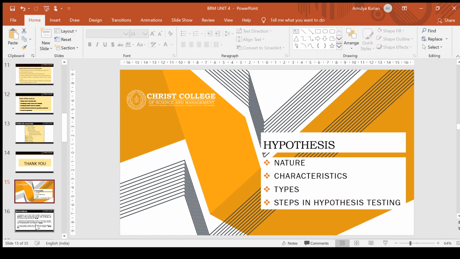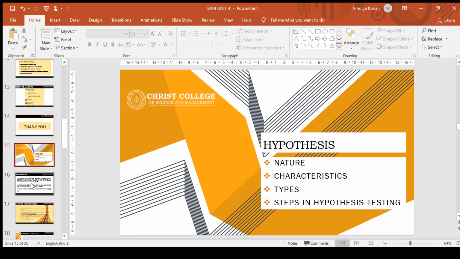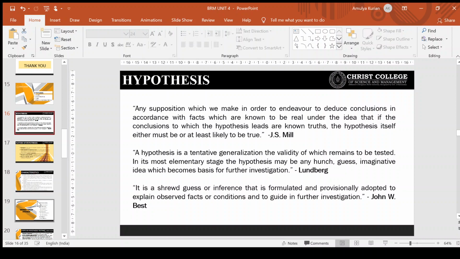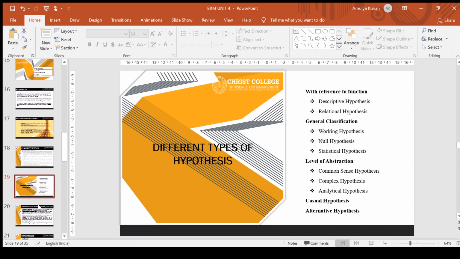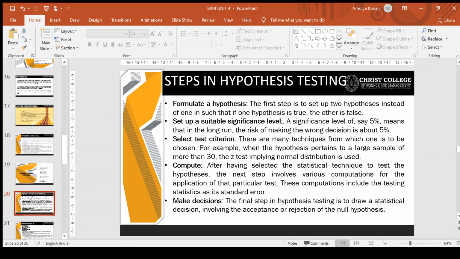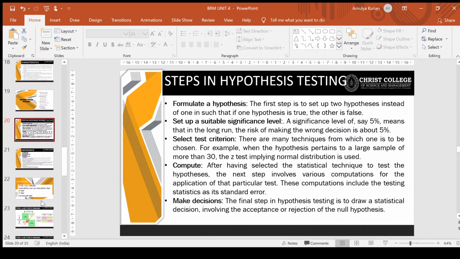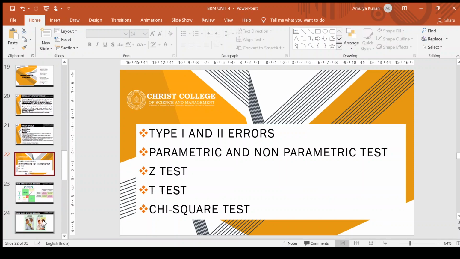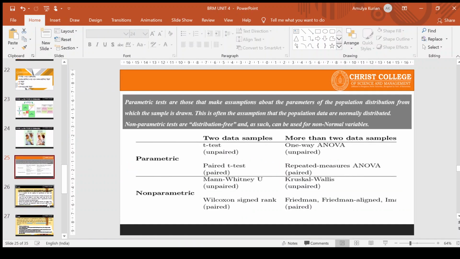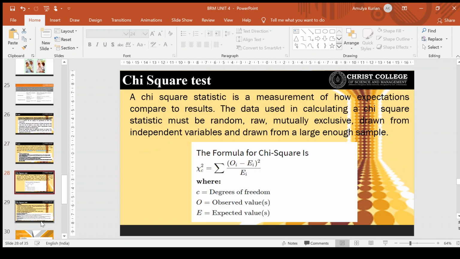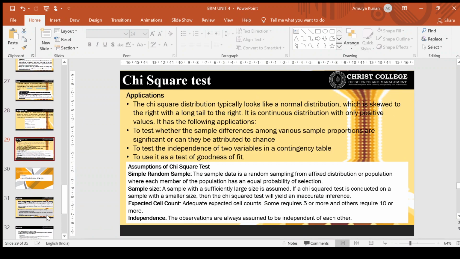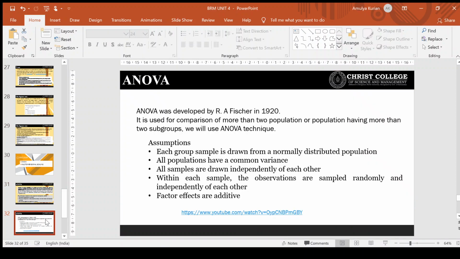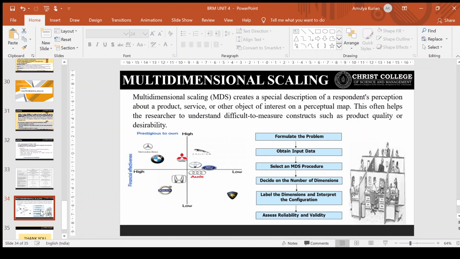Then we had what a hypothesis is, the definitions, the nature of hypothesis, and characteristics. Then we had different types of hypothesis and the steps in hypothesis testing. After that we came across what type 1 error is, what type 2 error is, and the different tests like z test, t test, chi-square test, and in today's session we learned about ANOVA and multidimensional scaling. With this we come to an end of unit 4.